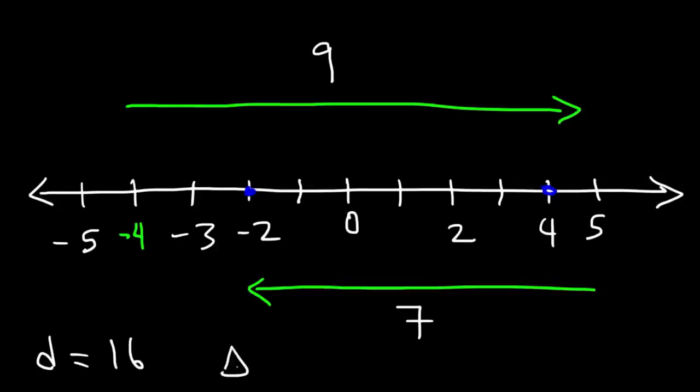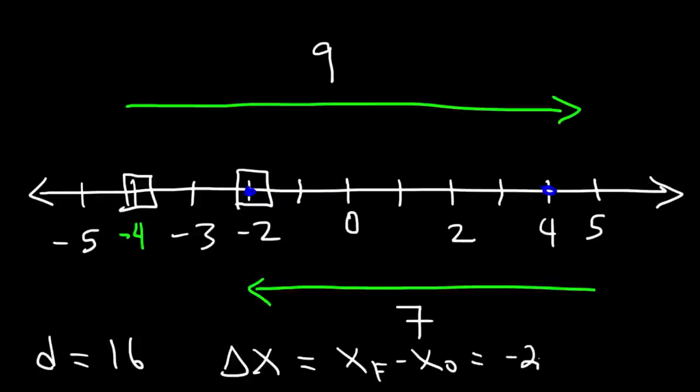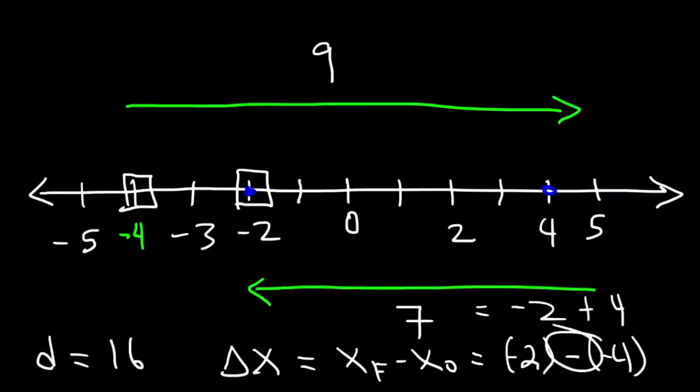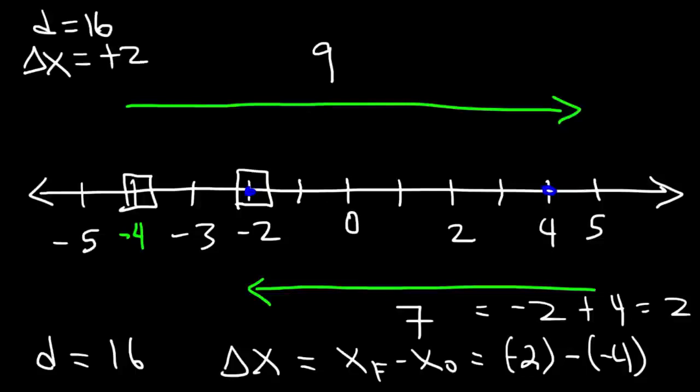Now, to find the displacement, there are 2 ways we can do that. We could use the equation. It's the final position minus the initial position. So the final position is -2. The initial position was -4. So it's -2 minus -4, which is the same as -2 plus 4. Whenever you have 2 negative signs next to each other, you can make it a positive sign. So therefore, it's +2. So the distance traveled is 16 units, but the displacement is only +2 units.